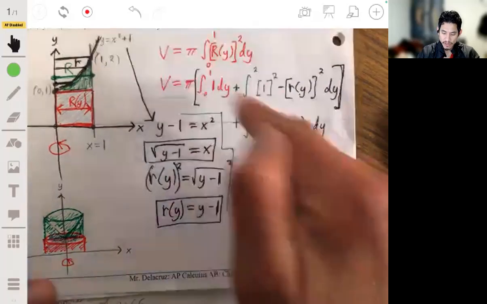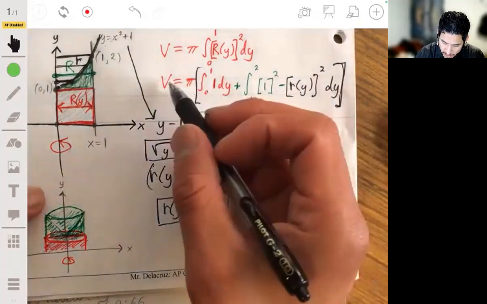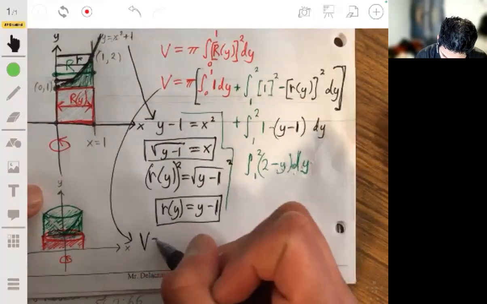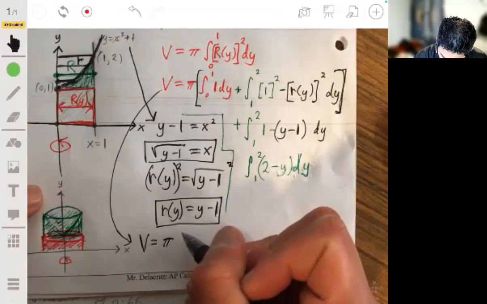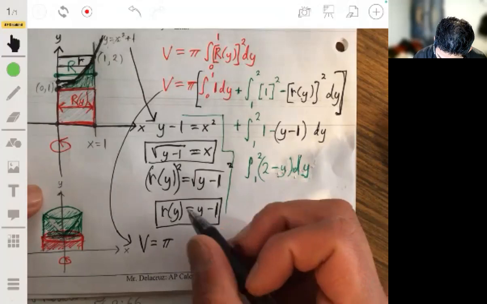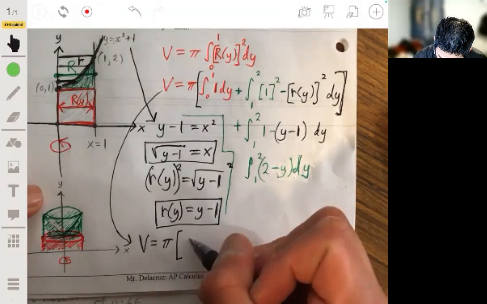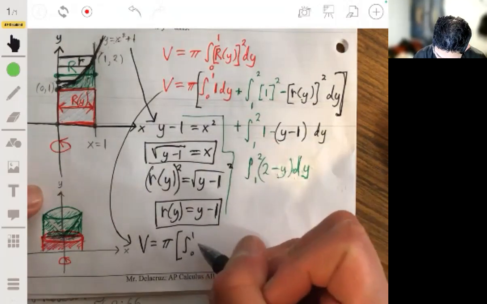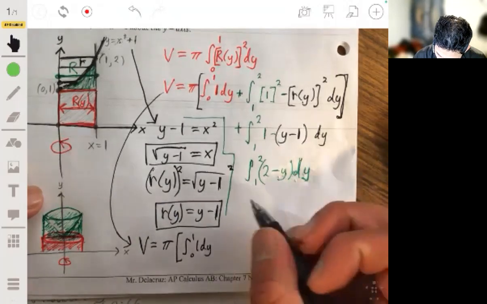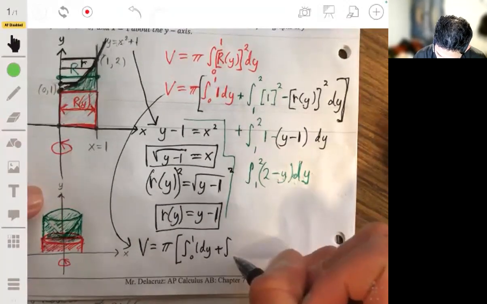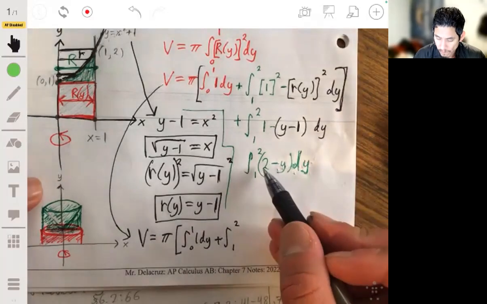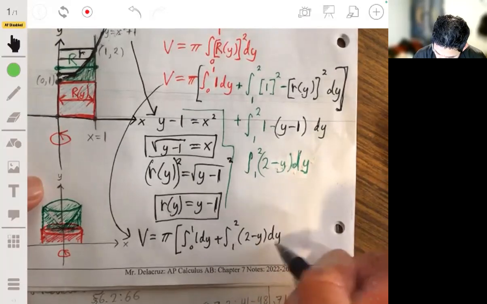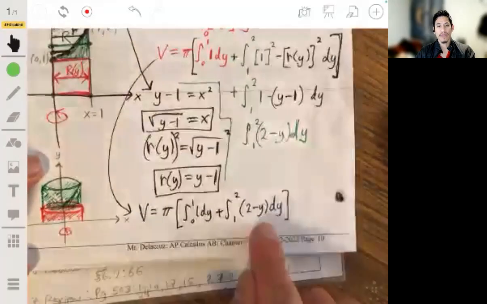Putting it all together, this looks like Christmas. So let's put this integral down here, organized. The total volume will be pi times the integral from 0 to 1 of dy, plus the integral from 1 to 2 of 2 minus y dy. So that's what we're going to integrate.